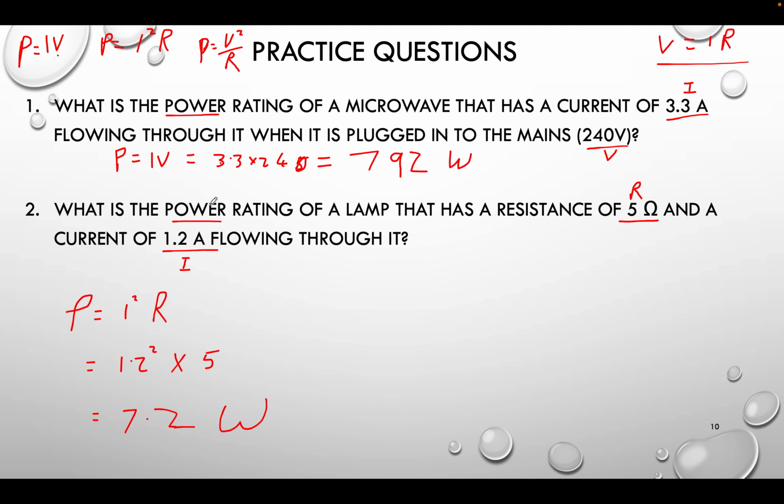Another example, power. You want to find P again, no need to rearrange, just finding P. You have a resistance and you have a current.